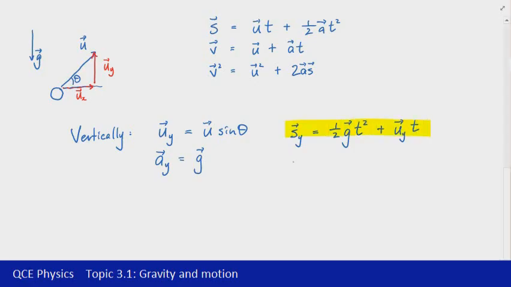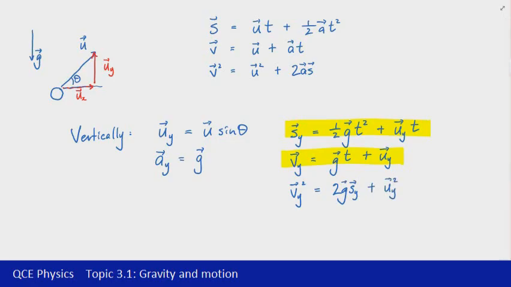So there's the first equation that looks like that. The second one, pretty straightforward, is just vy, and again reordering it to match the data booklet, would be gt plus uy. So there's the second one that's in the data booklet, and finally the bottom one there, again just adding the subscripts basically. Vy squared is equal to 2g sy plus uy squared. So there's the three in the vertical direction that we need to be concerned about.